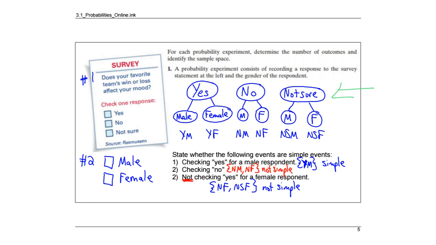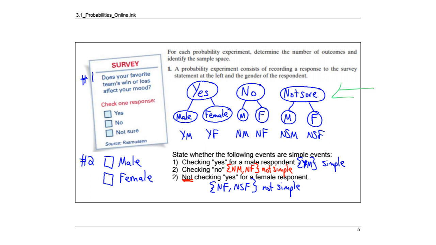Then they asked if they were a male or a female. So we have 6 outcomes because if they answer yes, they could be yes male or yes female. No would be no male, no female. And then not sure would be not sure male or not sure female. Okay, so let's look at the events and see if they're simple events.